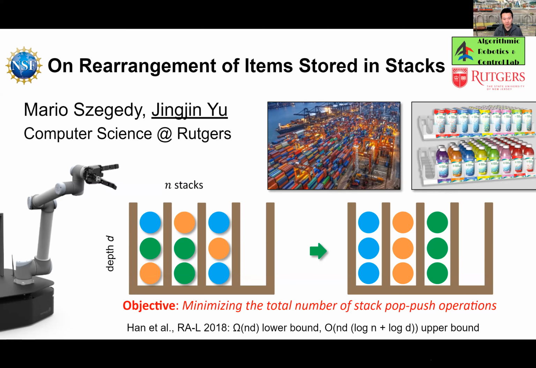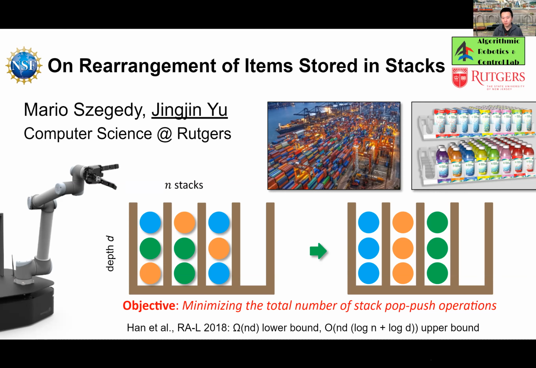In the basic setting, there are n stacks, each with capacity d. There are n types of items. Each type has d items. These items are randomly scattered in the n stacks. There is also an empty stack to be used as buffer space. The goal is to minimize the total number of stack pop, push operations to complete the sorting task, going from the left to the right, as you can see. Each pop push would operate on a single item.